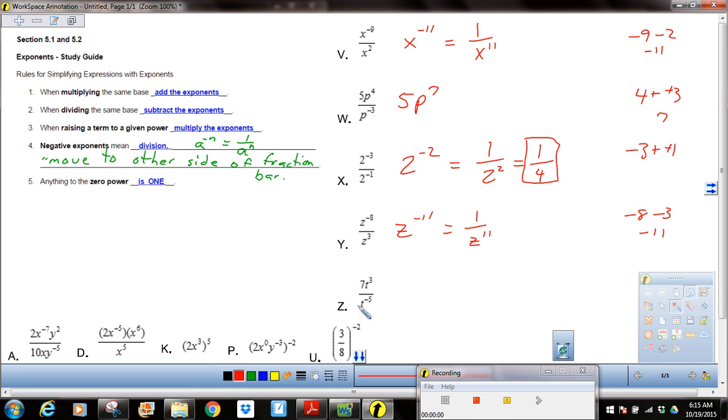On z, we are going to be dividing the same base again. We will subtract the exponents. 3 minus -5 is +8. So I'm going to have 7 times t to the 8th.